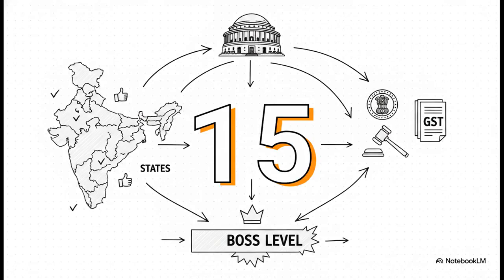And then, if you're trying to change the federal structure itself, things like the president's election or the GST Council, welcome to the ultimate boss level. You need everything we just went over, plus ratification from at least 15 of India's 28 states. The states get a huge say here. Once Parliament passes it, the bill travels to all 28 state legislatures, and more than half of them have to pass it with a simple majority before it even has a chance of becoming law.